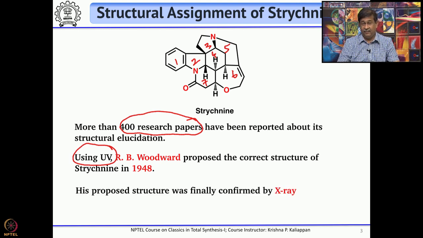And finally, whatever structure Woodward proposed in 1948 based on degradation and UV was confirmed later by X-ray. Then you can imagine the intuition and the knowledge of various organic reactions that Woodward had really stood very tall. He proposed exactly the correct structure without even looking at other techniques. So that tells volumes about his knowledge of organic chemistry.